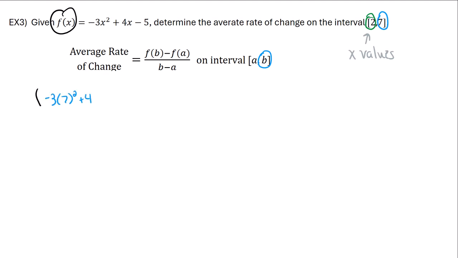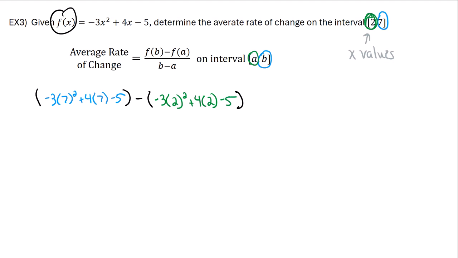So there we go. I take my b value, which was 7, and I plug that into the function every time you see x. So there it is, 7 and 7 right when we saw the x's. Okay, now I'm going to subtract my f of a. So my a value in my formula there is my 2. So then I plug in my a, which is 2, into that function.